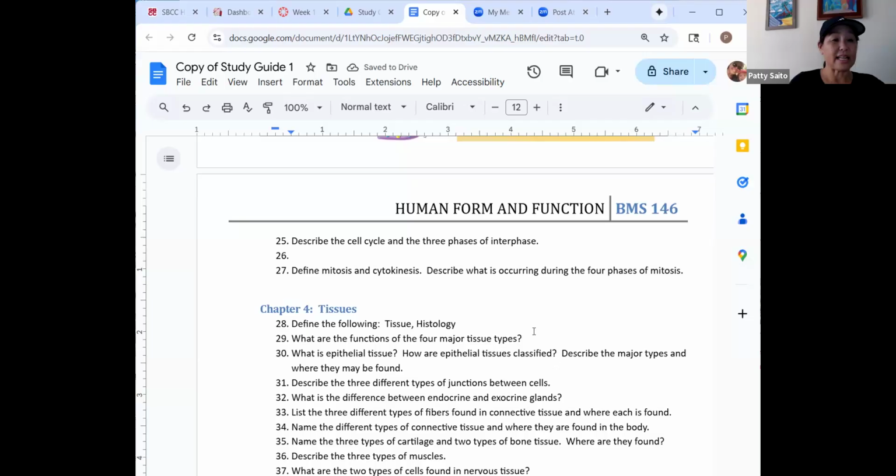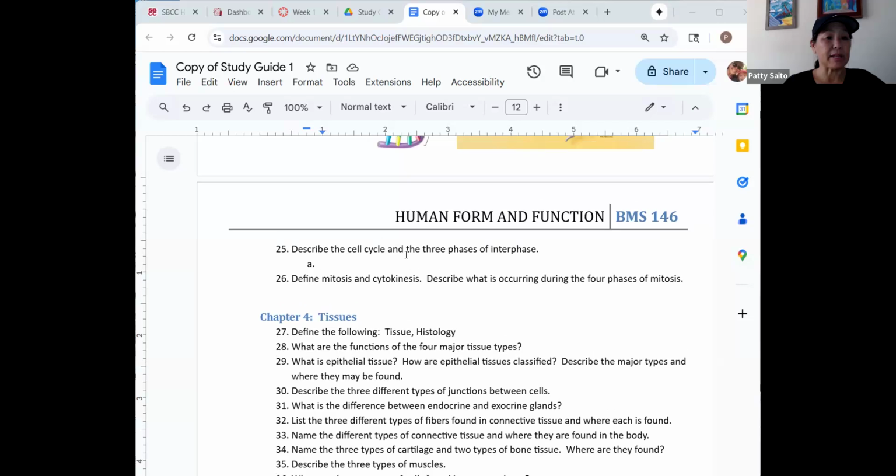Let's take a look at the cell cycle. Okay, so let's take a look at a cell and kind of its life. That's what the cell cycle is. It's kind of its life cycle. So just like us, we have, oh, there's one more thing I wanted to add.